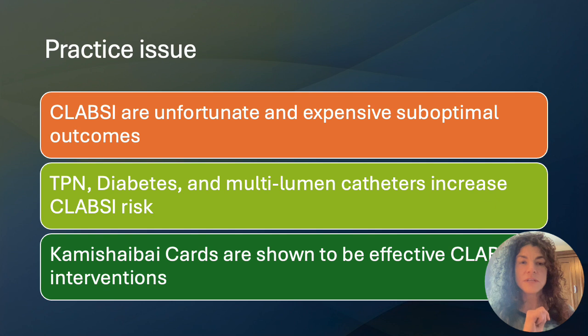So practice issues. Yes, they are unfortunate. Yes, they are suboptimal. Okay, so things that increase your risk for central line infection, according to meta-analysis research: the administration of TPN, of course, diabetes, yes, and also, interestingly, the presence of multi-lumen catheters increase a patient's risk for developing CLABSI. Kamishibai cards are shown to be effective in the literature for reducing CLABSI infection as well as increasing staff member adherence to recommended safety bundles.